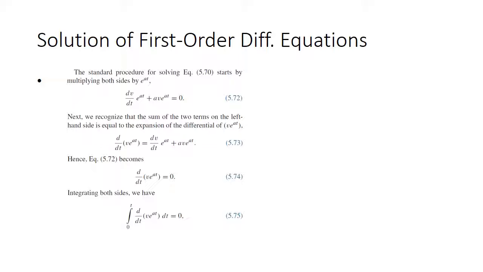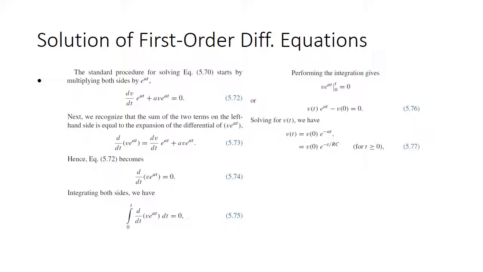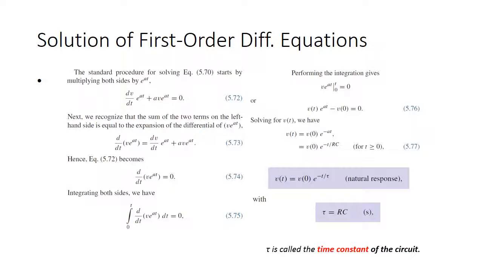And when we integrate both sides of that, we're going to be able to solve to get V(t)e^(at) minus V(0), which is your initial condition. And you're going to be able to solve through that: V(0)e^(-t/RC) for any time greater than 0. So that is the solution for the first order differential equation. And from that, we can use that as the natural response solution, as it's sometimes referred to.